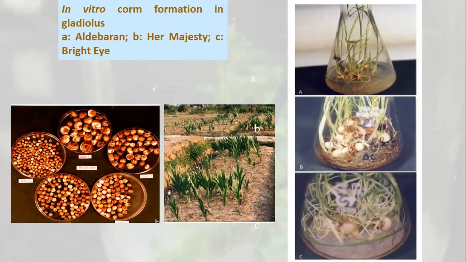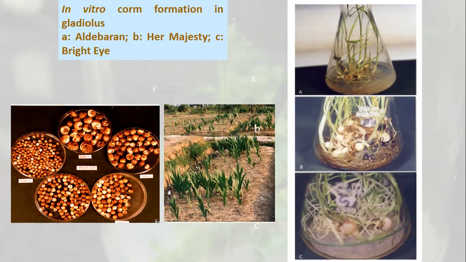And once we produce these propagules, neither do they require rooting nor acclimatization. So both the dangerous phases are over. If we produce these propagules in the bottle, then we can directly plant them like their conventional part in the field and grow the plants out of that. These are gladiolus corms.